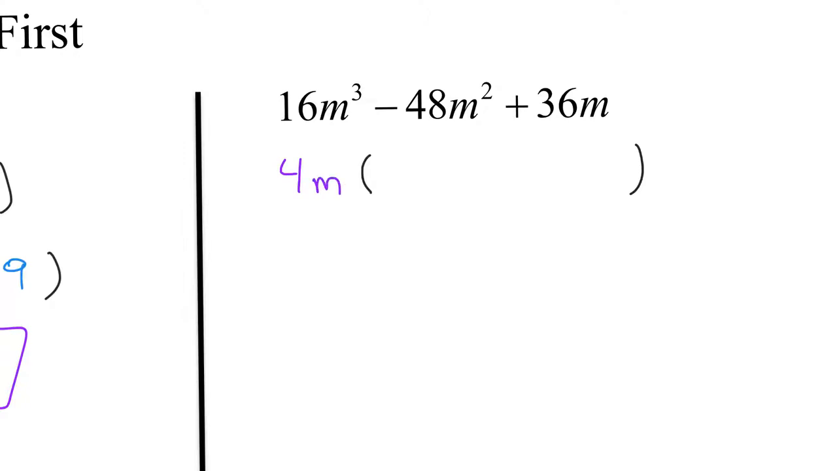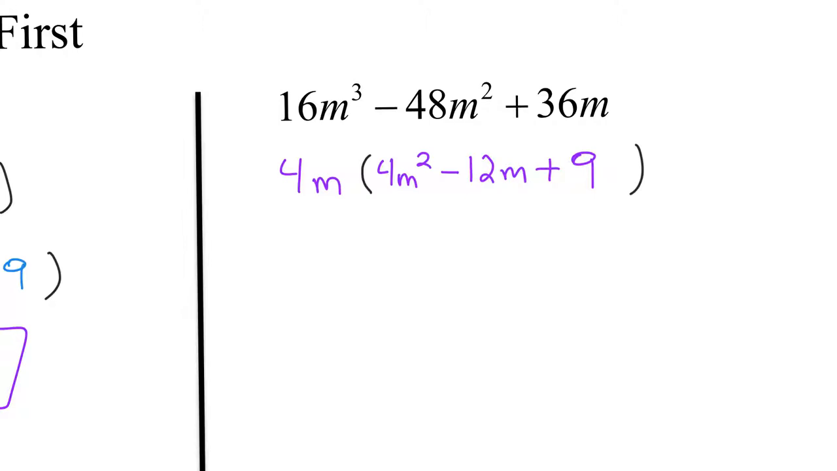So when you factor that out, we are going to have a 4m. Remember, you took one m out, so we have an m squared minus 12m plus 9. 36 divided by 4 is 9, and you took out the m. Notice the trinomial. You still have a 4 and a 9, which are perfect square numbers, so you can still factor the trinomial.